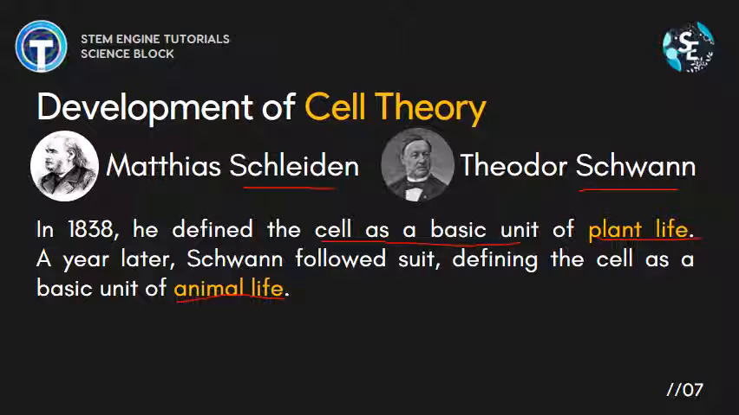So, yung studies kasi ni Matthias Schleiden and Theodor Schwann ay independent of each other. So, hindi sila magkakilala and they are from different parts or different countries and yet they manage to have the same conclusions. So, ang pinagkaiba lang, Schleiden focused on plants and Schwann focused on animals. However, kahit magkaiba sila ng pinag-aralan, they were still able to conclude that the cell is a basic unit of life for either plants or animals.